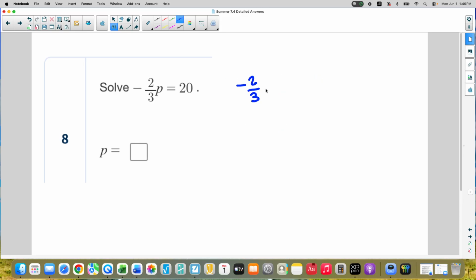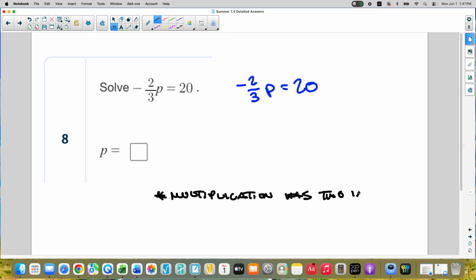This is the better one. I like this problem. All right, what's happening to the variable is it's being multiplied by negative 2/3. The inverse would be dividing by negative 2/3. I don't know too many students who want to deal with a fraction inside of a fraction. That's not fun. You could do it, but it's just not really conducive. So multiplication has two inverses. Very important for you to recognize that. It's the only operation that has two inverses.